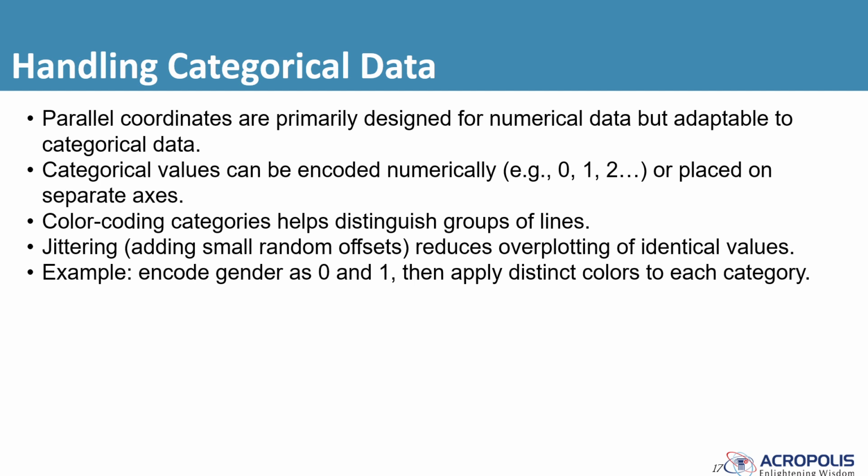Color coding can help to distinguish the groups and lines. For example, encode gender as 0 and 1, and then apply a distinct color for each category.